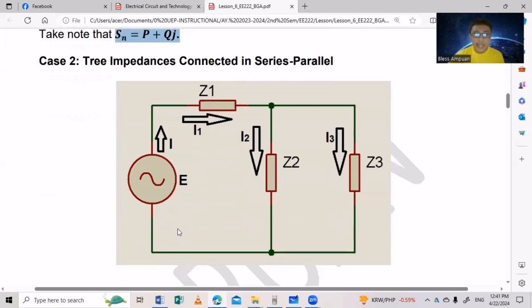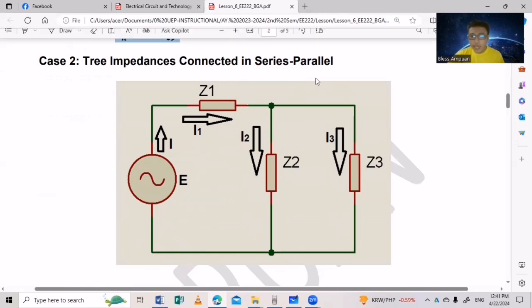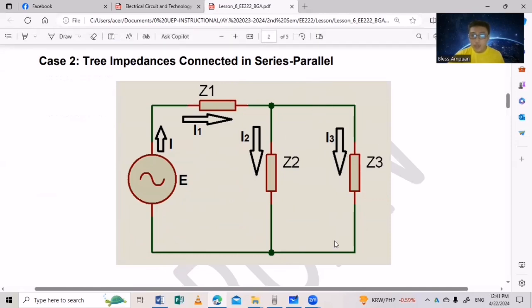In our second case, we have a series-parallel AC circuit. In our circuit diagram, given our supply voltage, we have two impedances connected in parallel, and these two parallel-connected branches are connected in series with Z sub 1. Applying the rules for this type of circuit, the current that leaves the supply voltage is our total current.